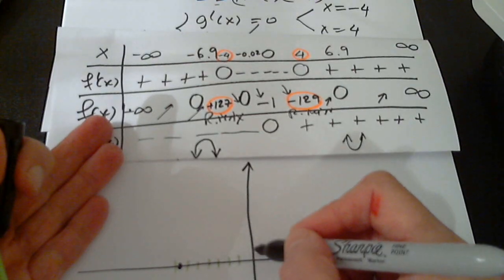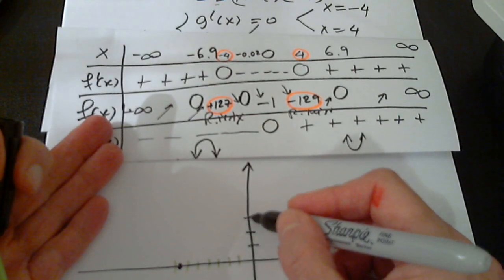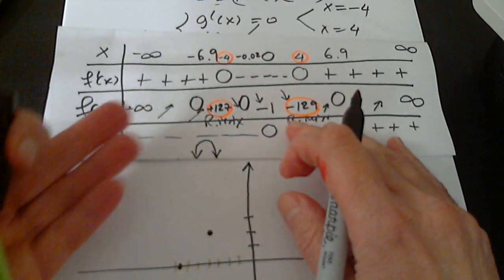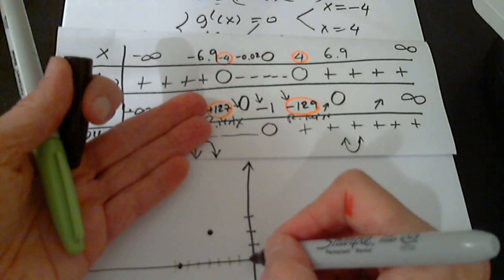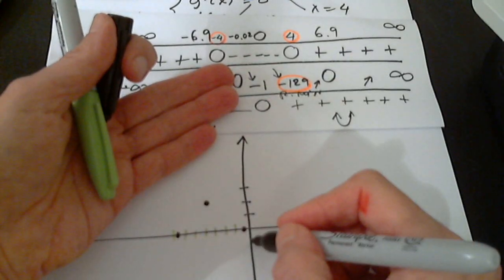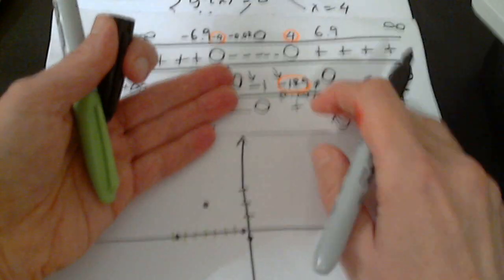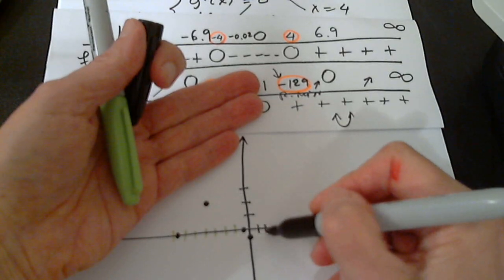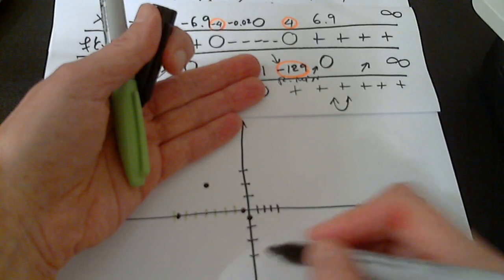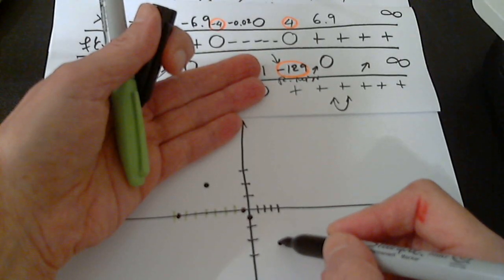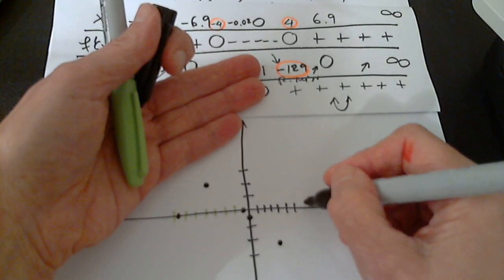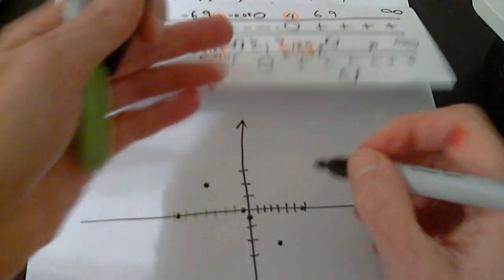Positive 127. 50, 100, 150, somewhere here. The next one, negative 0.002, comma 0. The next one, 0, negative 1. The next one, 4, comma negative 129. 50, 100, 150, somewhere here. 5, 6, 7, so here. Perfect.